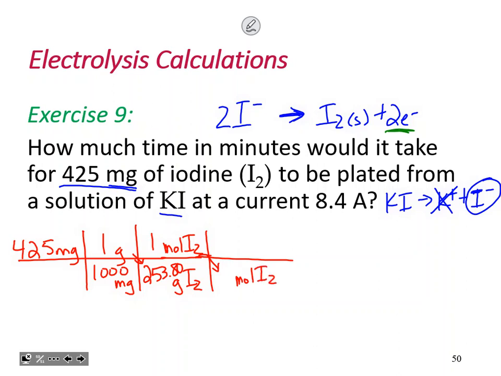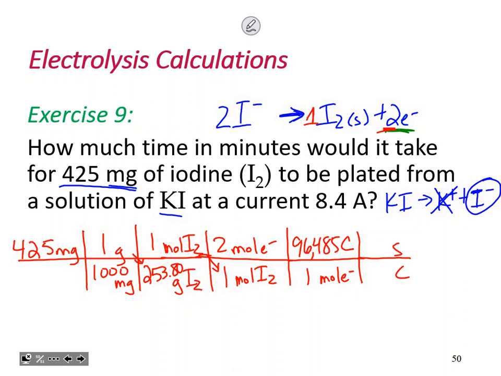Now that I'm at moles of I2, I take those, put those down here. 1 mole of I2 gives me 2 moles of electrons. And then I can do moles of electrons down here. 1 mole equals 96,485 coulombs. Now eventually, coulombs goes down here, seconds is going to go up here. So we're going to have to flip our amps. In this case, it's going to be 8.4 coulombs per 1 second to go into our T-chart. So 1 second to 8.4. And then I want minutes, so this is going to be 60 seconds equals 1 minute. Long chart.